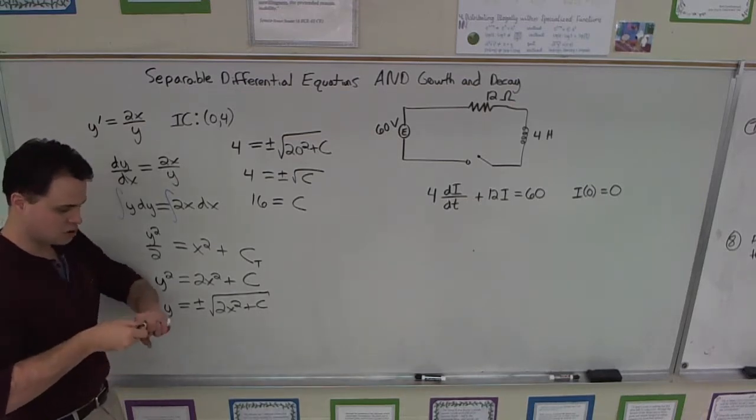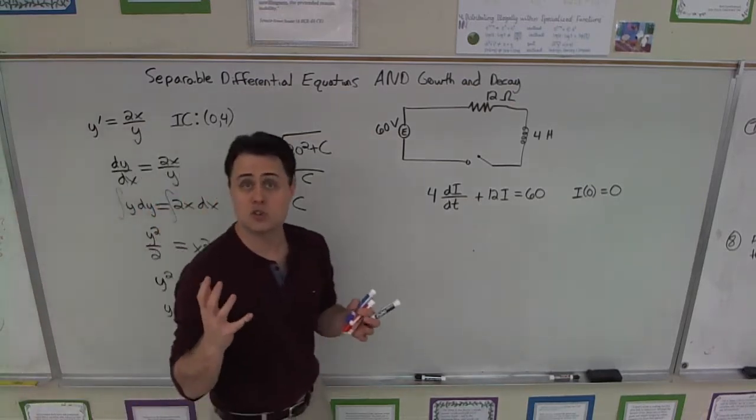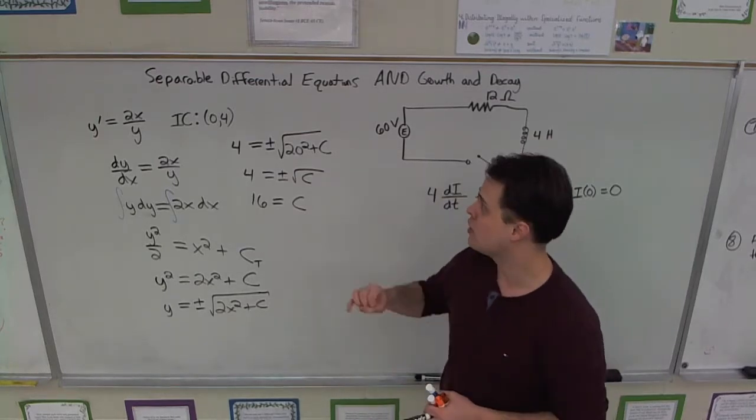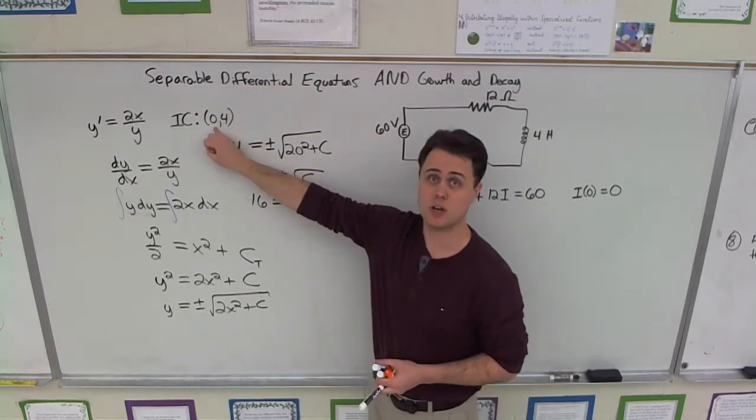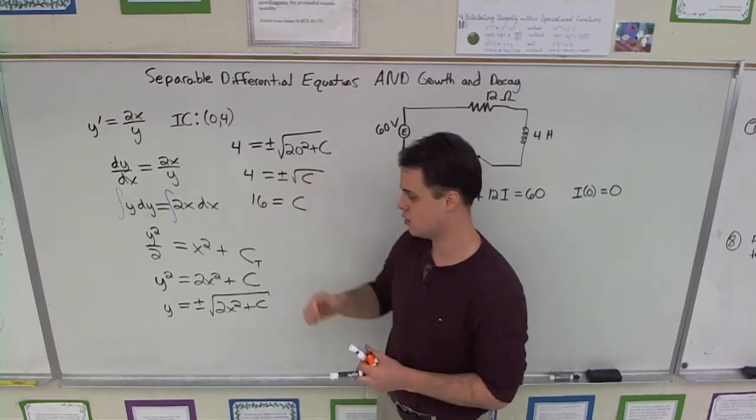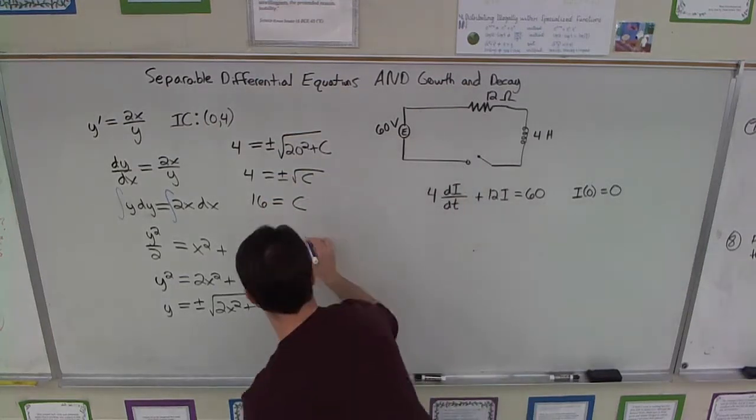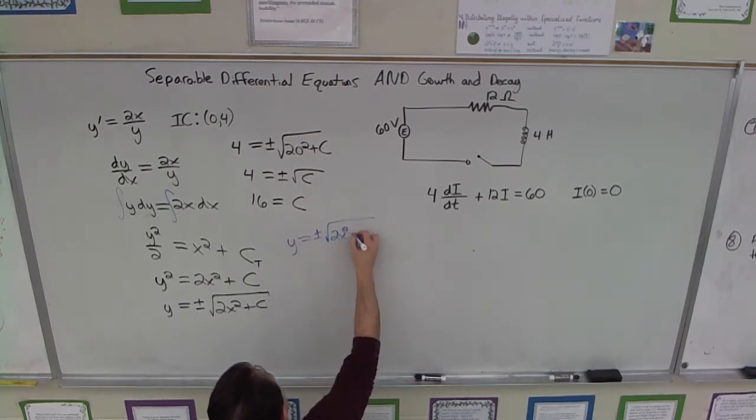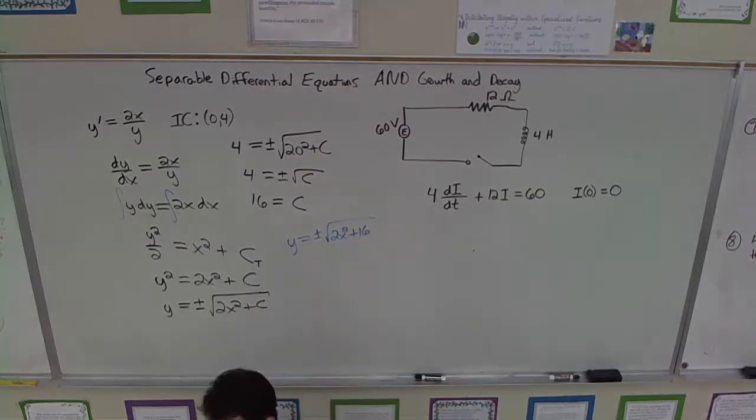So my particular solution, that part of the slope field through which I flow, if I drop a point right here, or a leaf right here, will be the function y equals plus or minus the square root of 2x squared plus 16. There's the particular solution.